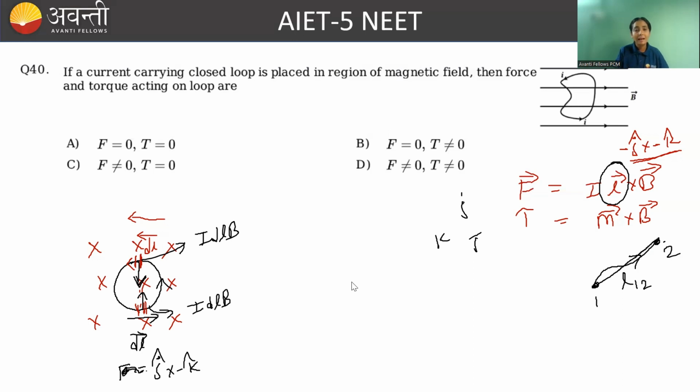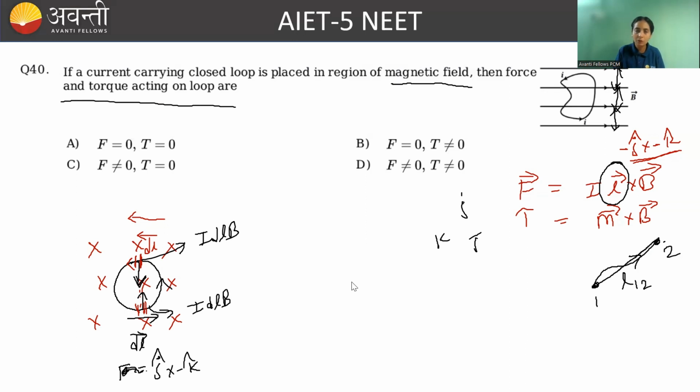So the thing is, I have explained already that if a closed loop is placed in a uniform magnetic field, the force is zero. And if it is not kept in a uniform magnetic field, the force will be non-zero. And here the question is, there is a current-carrying closed loop placed in a region of magnetic field. Then find the force and torque acting on the loop. In the question, it's not given whether the field is uniform or not. But by looking at the picture, we can see that the magnetic field given here is uniform because the distance between field lines is constant. So this is a uniform magnetic field.